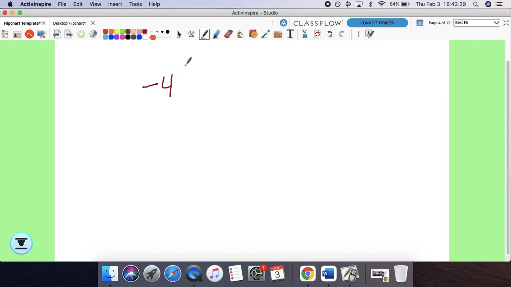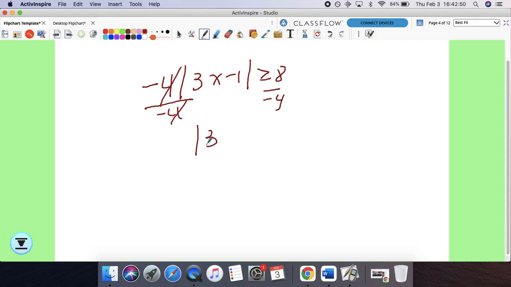18: negative 4 times absolute value of 3x minus 1, greater than 8. We're just going to divide both sides by negative 4. That goes away. We're left with absolute value of 3x minus 1. And since we divided by a negative number, first of all, let's switch the inequality sign. We get less than negative 2.